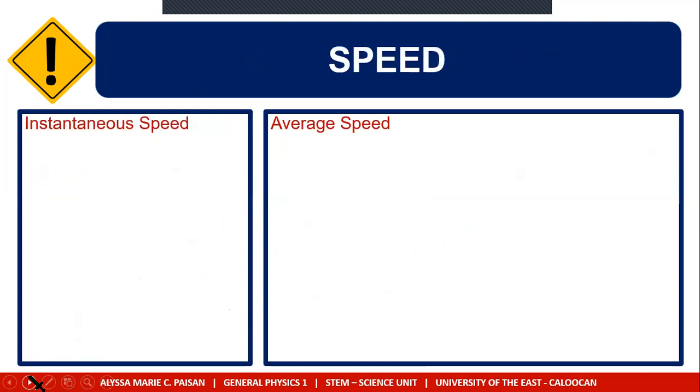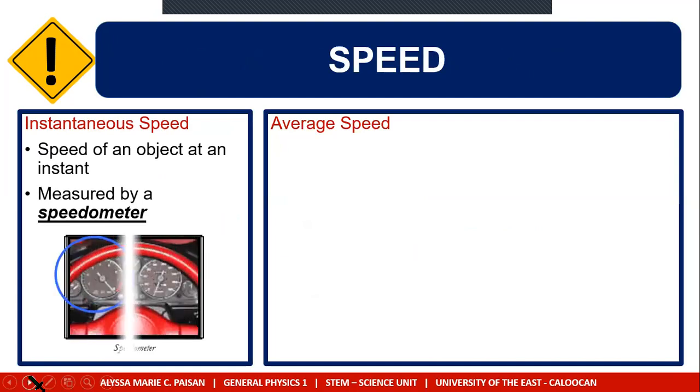There are two types of speed, instantaneous and average. When we say instantaneous, that's the speed of an object at an instant measured by a speedometer. So the one that measures instantaneous speed is a speedometer. When we say at an instant, for example, you traveled for 3 seconds and at 1 second you traveled 5 meters per second and then you decided to move faster, at 2 seconds you become 6 meters per second. So you just consider 1 point in time.